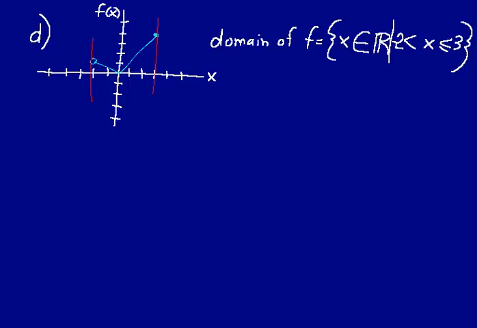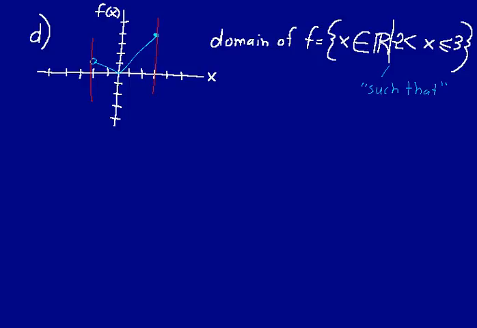So reviewing that, x is a member of the set of real numbers. This little vertical bar there means such that. And then we have an inequality there to describe the domain of x, or the domain of the function.